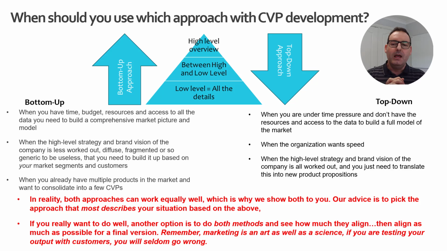This often happens. And you can also use the top down when the high level strategy and brand vision of the company is all worked out and it's super clear, and you just need to translate this into new product propositions. Because if they've done the strategy and brand vision correctly, it would have been done based on market data and customers and segments and customer needs. So that's all in the background. And then you're just looking to, where am I executing that? So it's helpful, because you're just taking that and you're looking to implement it faster. So that's top down. You're under time pressure, you don't have resources, you want speed, and everything else is already pretty clear of what the organization is doing and why.